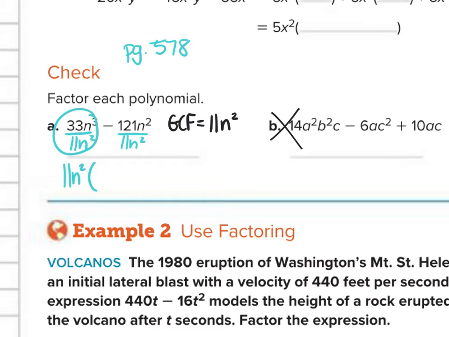Divided. How many times does 11 go into 33? 3 times. Okay, now don't forget the variable. How many would be left on that exponent? Yes, 3 minus 2 is 1, so just the n.